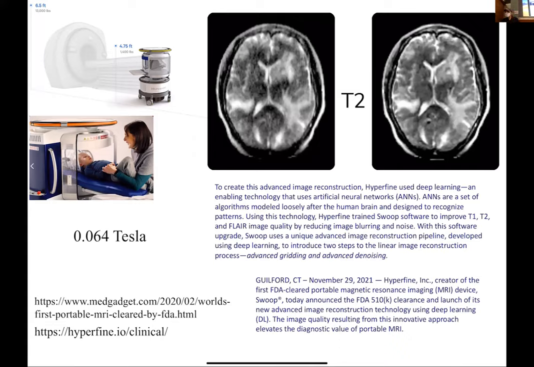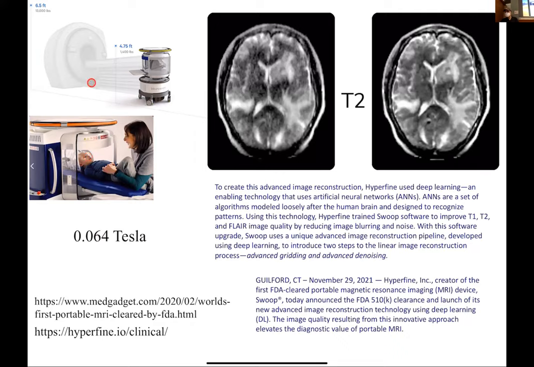So this is from Hyperfine, a startup company that's been getting a lot of press. This is a low field magnet, 64 millitesla, so much less than a Tesla. Earth's field is about 50 microtesla, so this is 100 times the Earth's magnetic field. Instead of being tens of thousands of times the magnetic field, it's only 100 times the Earth's. And you can see it's very portable. You just wheel it around, plug it in the wall. And you can put babies, adults, whatever.